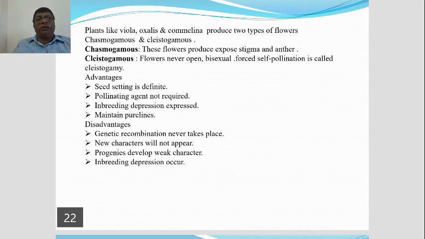In some plants like Viola, Oxalis, and Commelina, Oxalis is what we call the buttermilk plant. Commelina, a type of monocot, is a weed, common in our area. These plants produce two types of flowers.